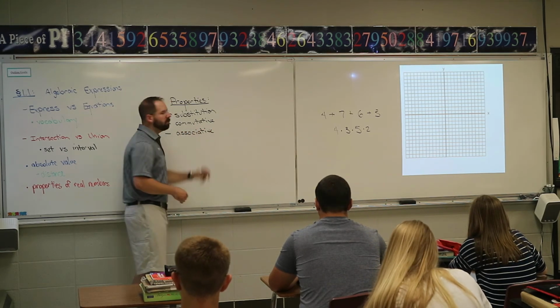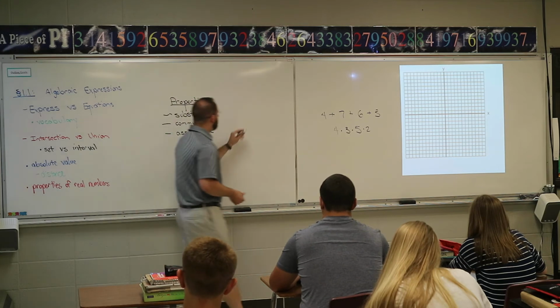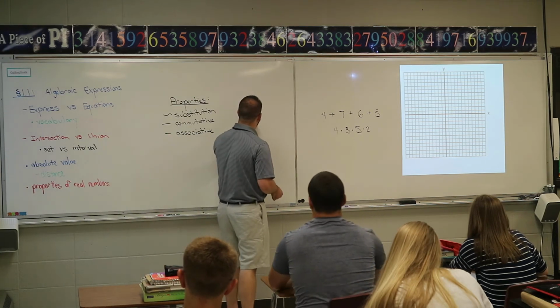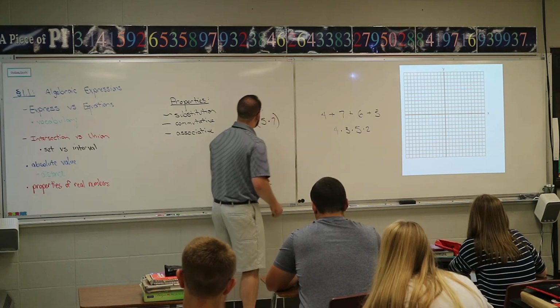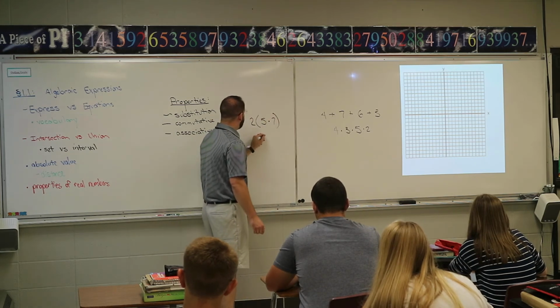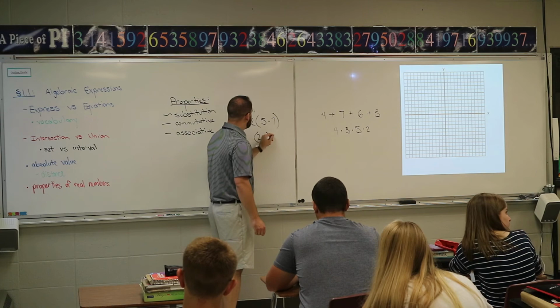Associative property is just when you move a parenthesis around. Like if I had something like this. I can move it so I can take the 5 times 2 first, then times 7.